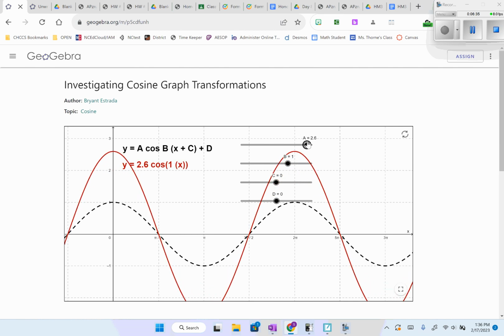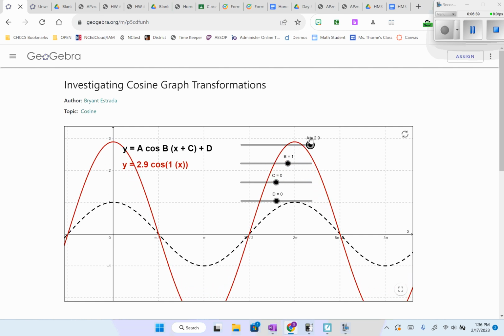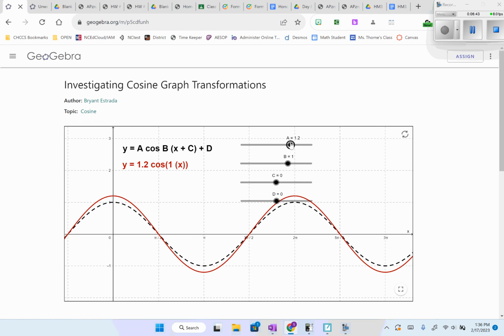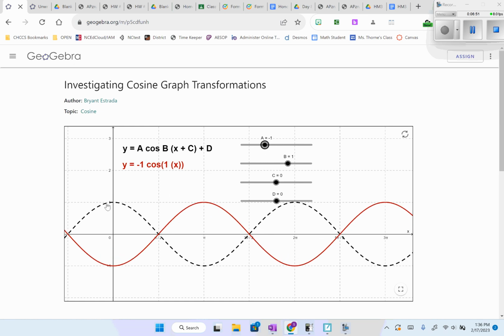It just makes it oscillate up or down more from the midline. So what happens when the A value is negative? If it's a fraction still, but when it's negative, notice that a negative value makes it reflect across the x-axis. So it would, again, reflect across that midline, so it would go down instead of up.